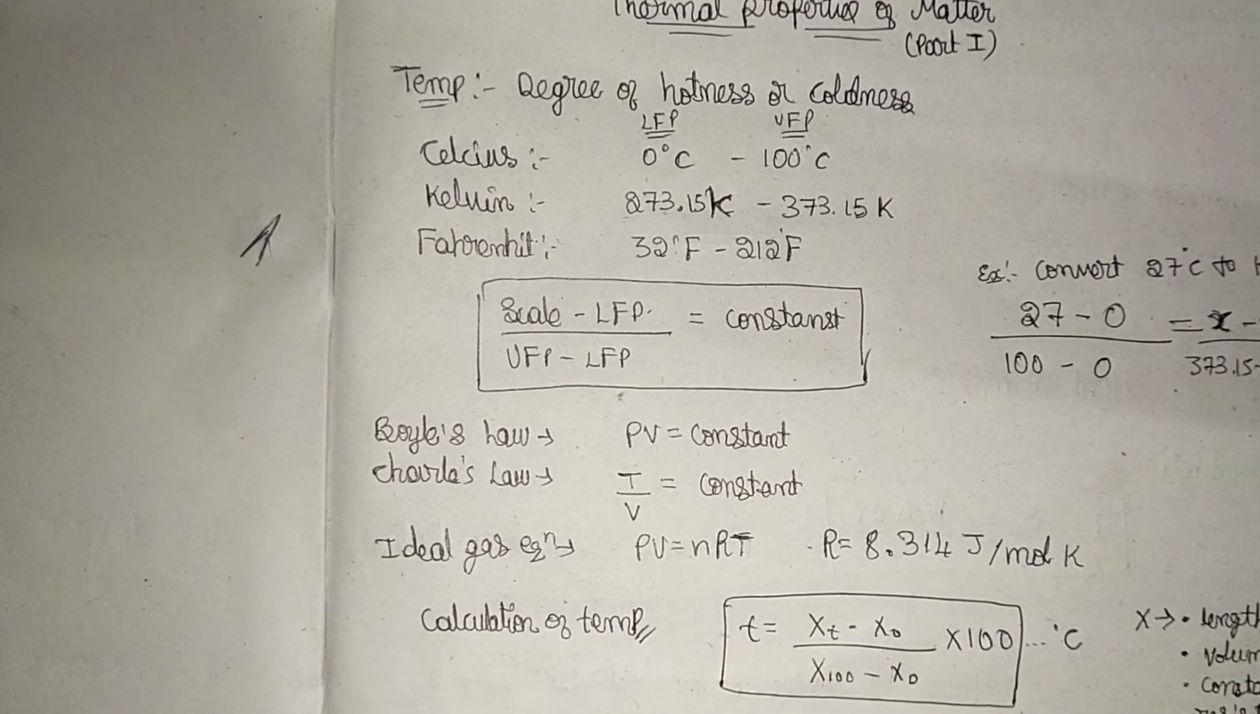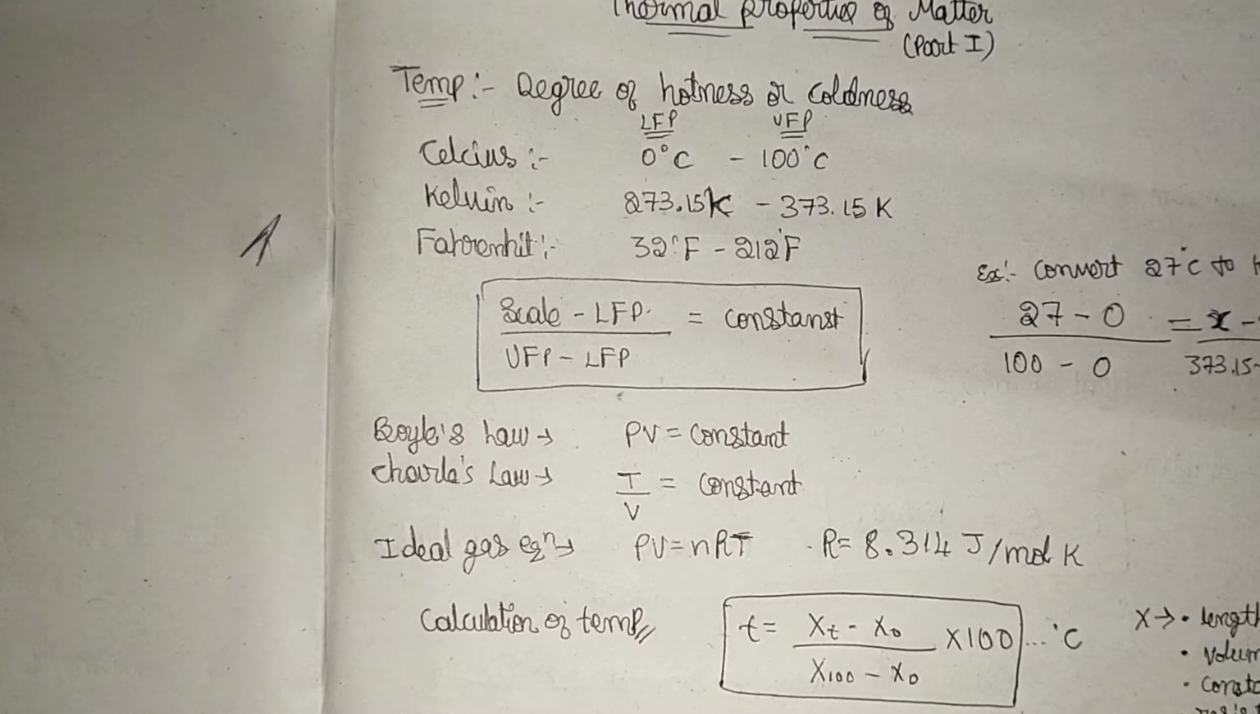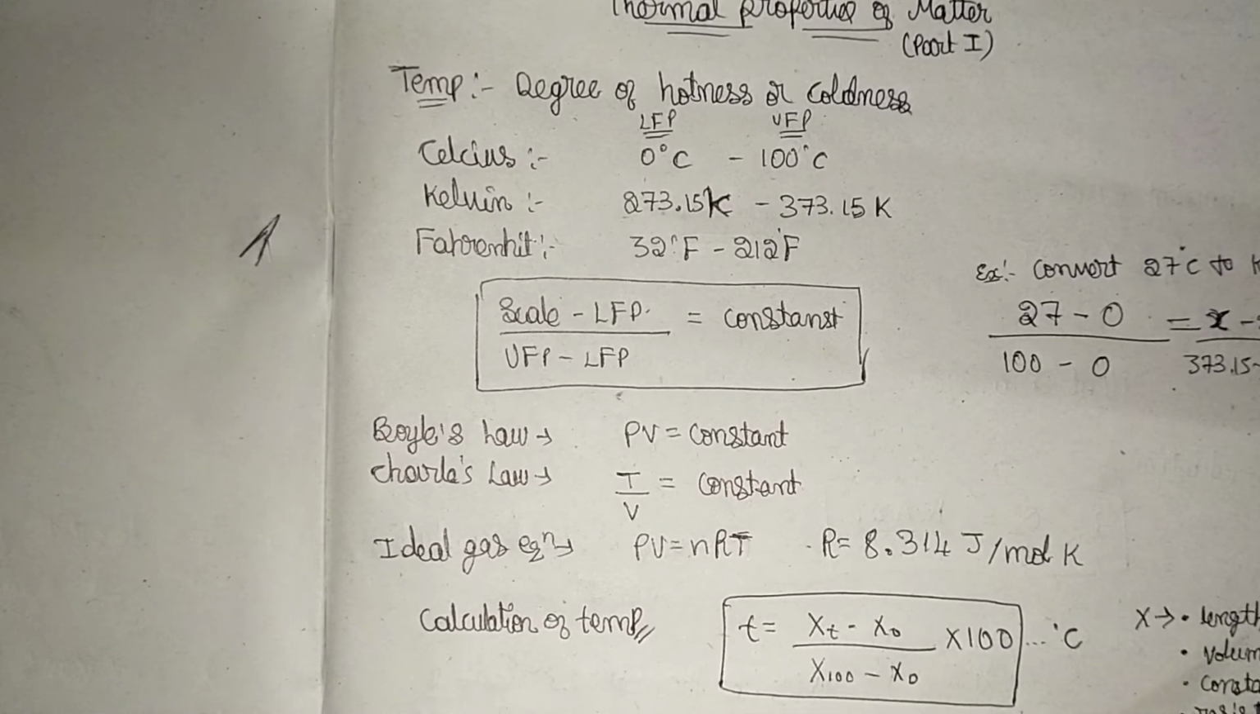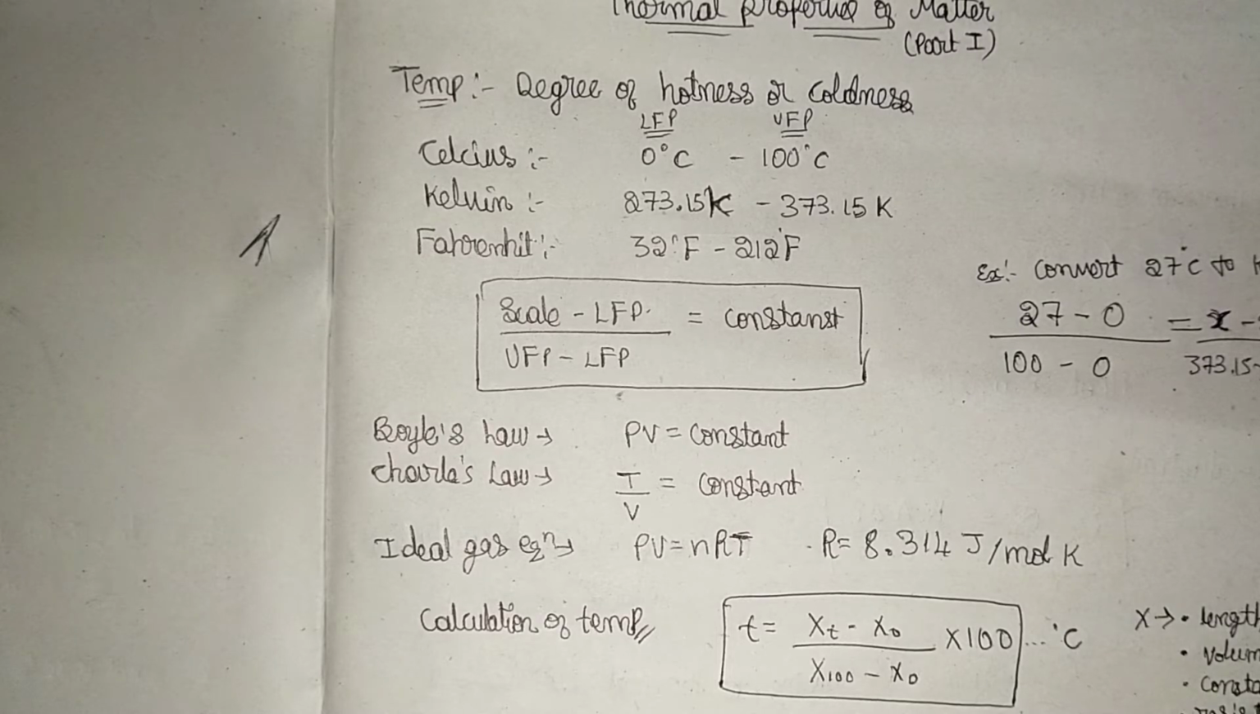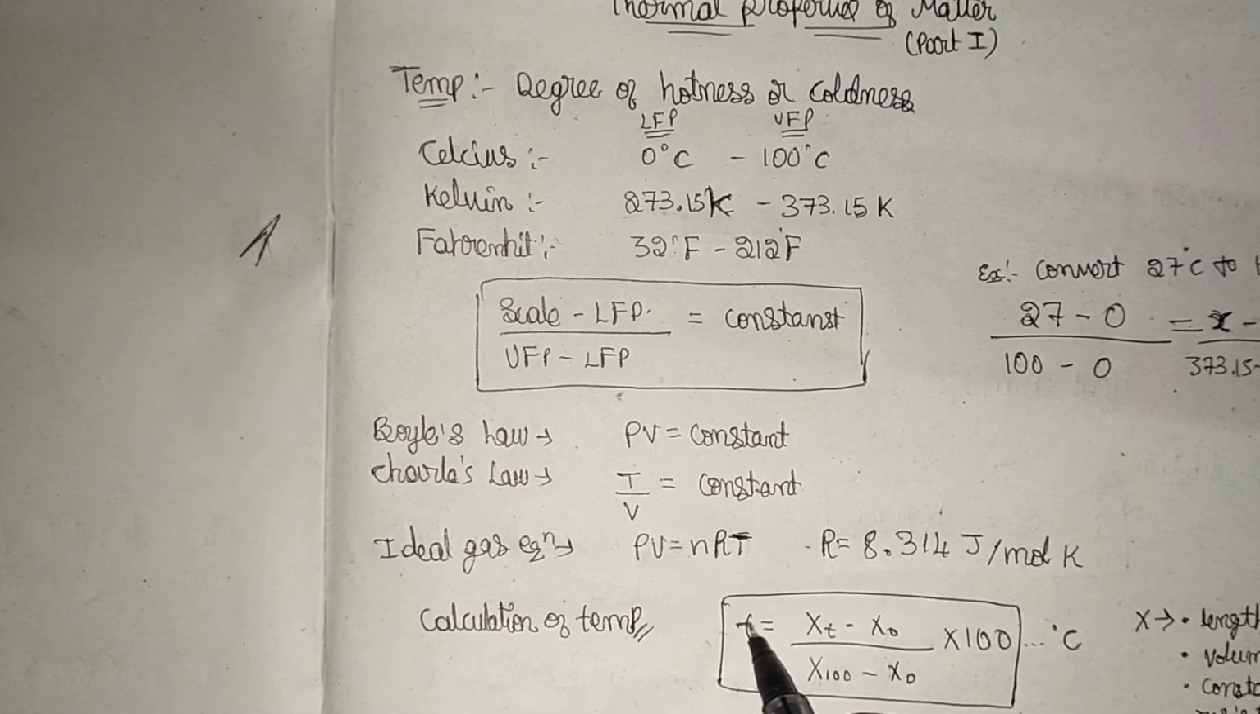Many methods are given to find out the temperature of the given surrounding. We have to measure the length of the thermometer liquid, or its volume, or the resistance of the thermometer. On finding those values, we can find out the temperature of the surrounding.